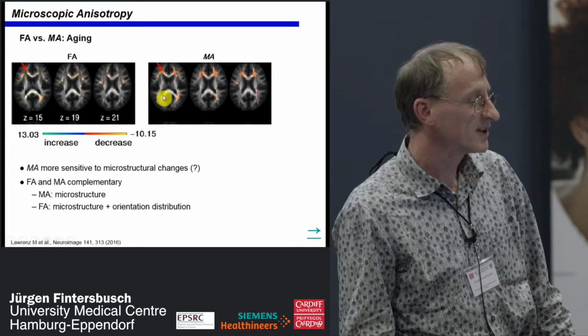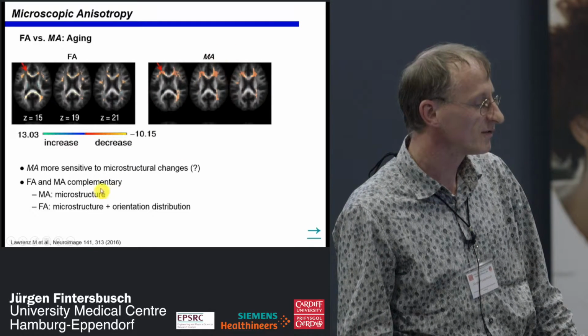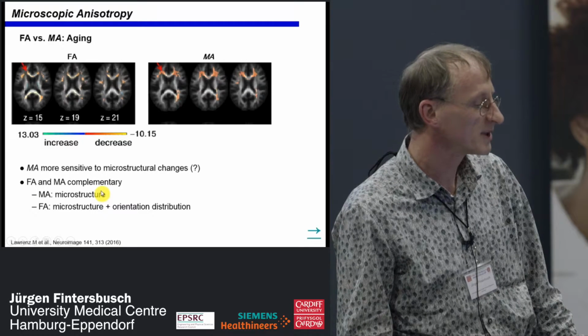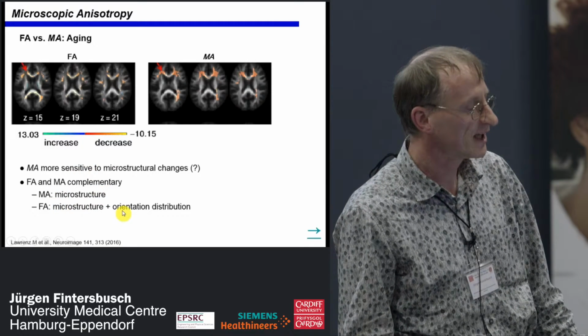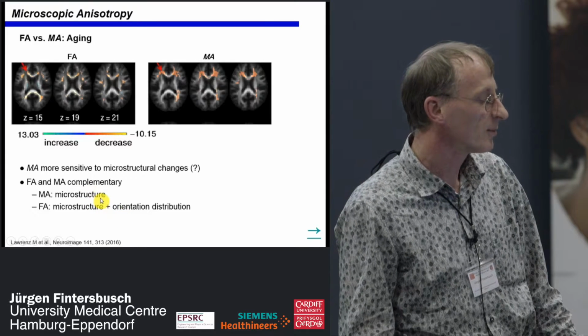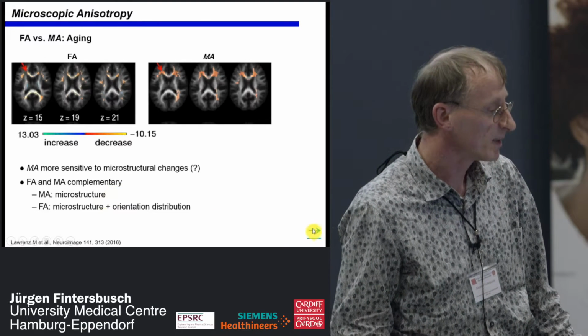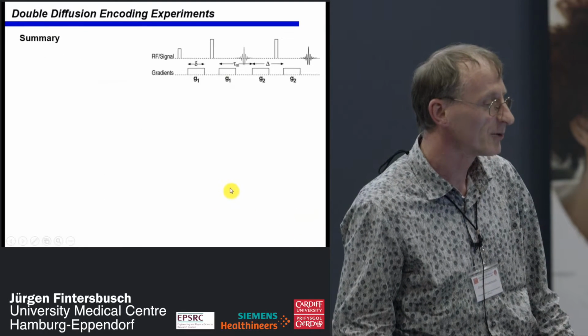But I should emphasize that it's not about which is better, the information is different. While the MA really tries to focus on just the microstructural properties, the FA in addition contains the orientation distribution. So that means you can also learn something when you compare both measures, for instance. So this is a simple example, summary already.